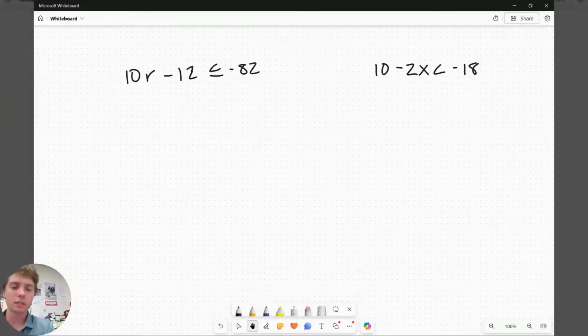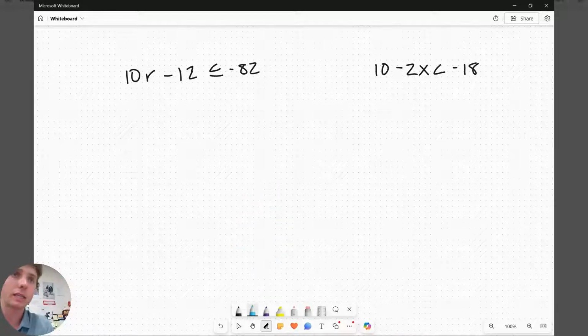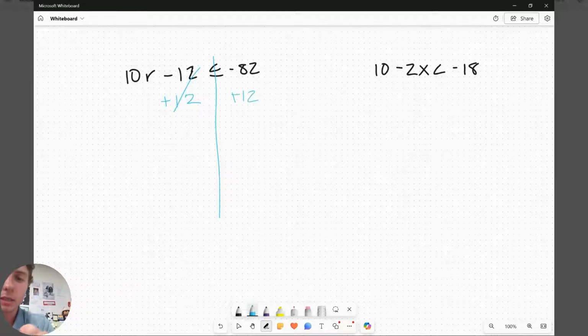Well, graphing these things on a number line is great, but the main practice that we need to have down is solving. And the nice thing about solving is it's actually practically the exact same as solving an equation. For example, on this one, I'm going to add 12 on both sides first, and then I'm going to divide by 10.